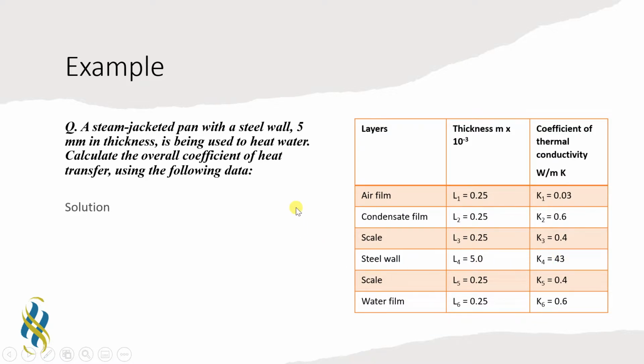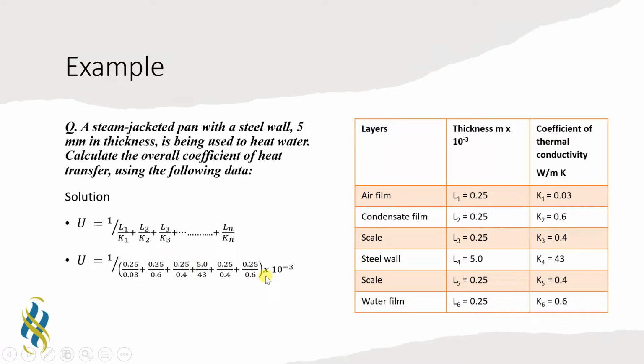By putting this data into the equation of the overall coefficient of heat transfer, we can see that the result obtained is 94.94 watt per meter square Kelvin. So the overall coefficient of heat transfer in a steel wall having different boundary layers is 94.94 watt per meter square Kelvin.